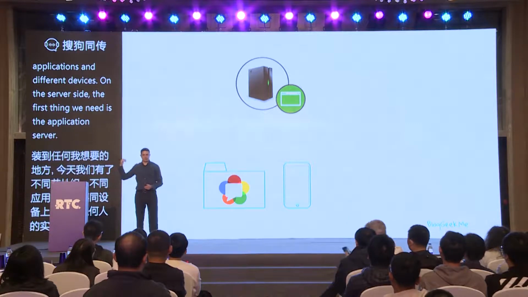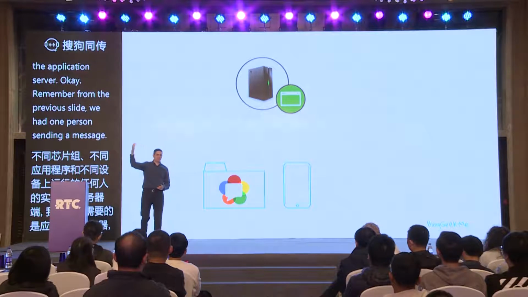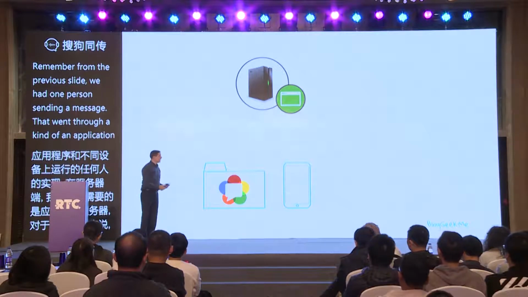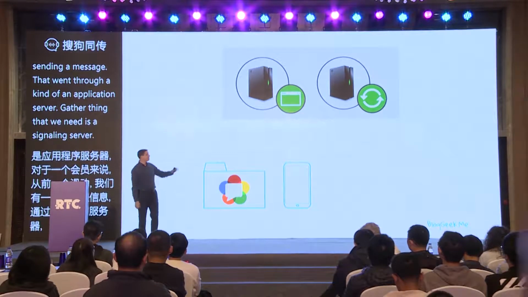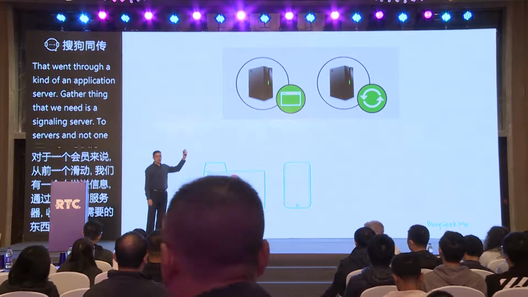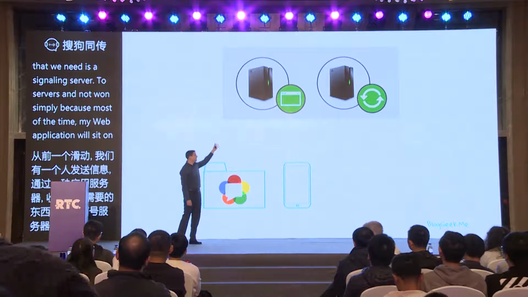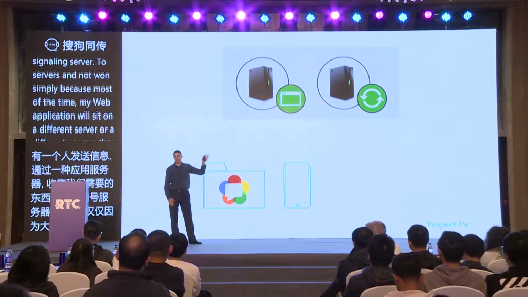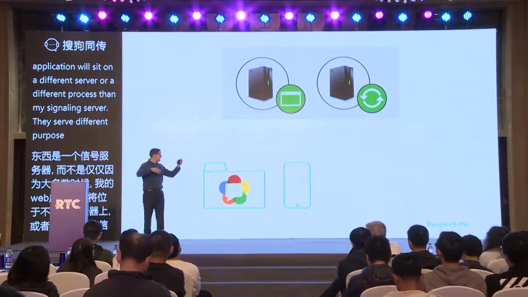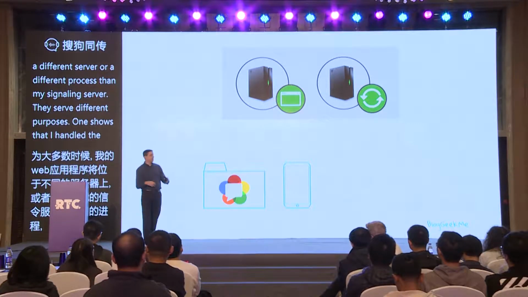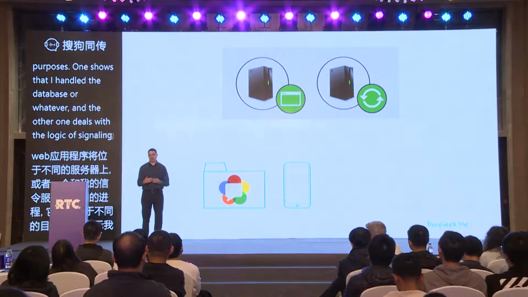Okay, if you remember from the previous slide, we had one person sending a message that went through a kind of an application server. The other thing that we need is a signaling server. There are two servers and not one, simply because most of the time my web application will sit on a different server or a different process than my signaling server. They serve different purposes. One shows the UI, handles the database or whatever, and the other one deals with the logic of signaling from one user to another within a session.